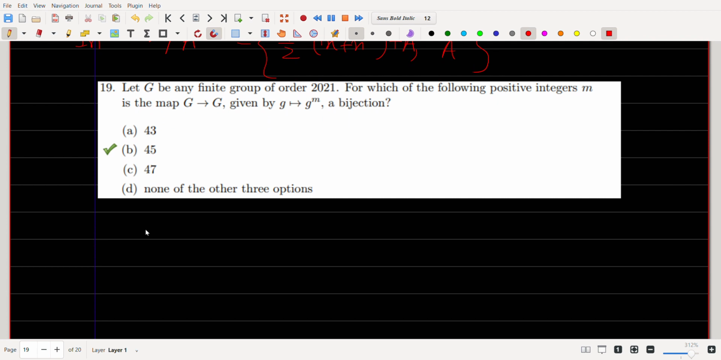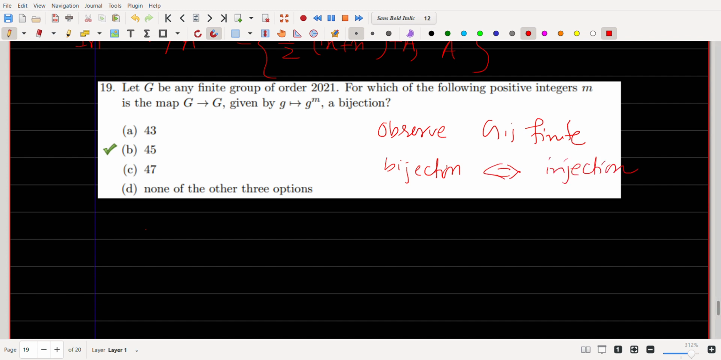So question number 19 says, if G is any finite group of order 2021, then which of the following positive integers m gives a bijection? So observe, since G is finite, that means bijection if and only if injection, because this is a finite group. So if you have an injective map, then it is automatically surjective, and this will give you a bijection, right?